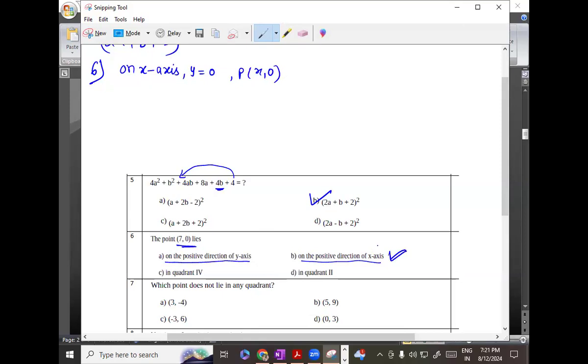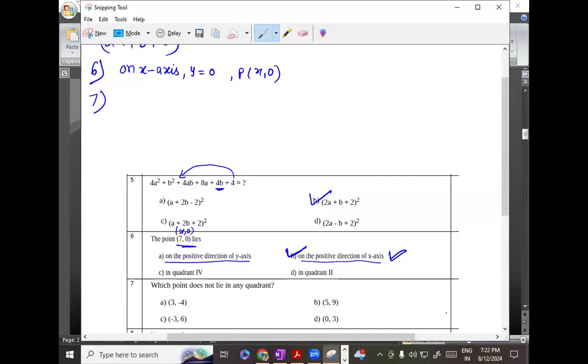Any confusion? Because here, x and 0, right? Then which one is correct? B is correct? Yes, sir, B. Okay. Then try 7. Sir, answer B.